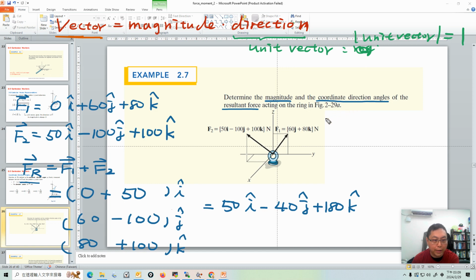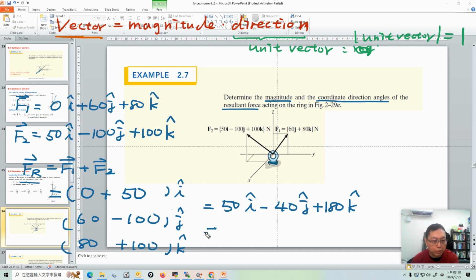You want to find alpha, beta, gamma. Okay, find alpha, beta, gamma. It's very easy because, like I said, alpha, beta, gamma. Where can we find alpha, beta, gamma? If you can find cosine alpha, cosine beta, and cosine gamma.